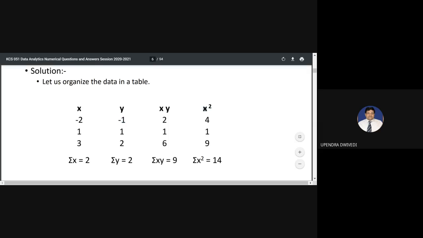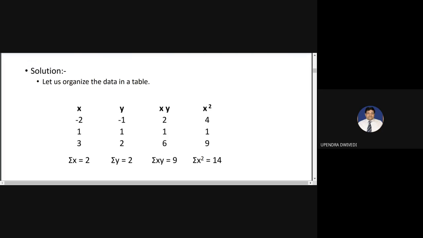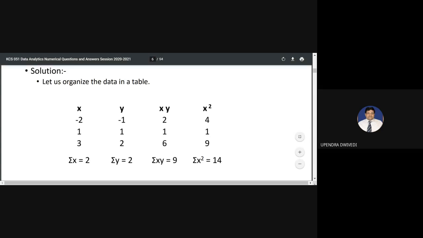Then we'll calculate the value of x square. Minus 2 square is equal to 4, 1 square is equal to 1, 3 square is equal to 9. Next, we'll take the sum of all these values. Summation of x is equal to 2, summation of y is equal to 2, summation of x multiplied by y is equal to 9, and summation of x square is equal to 14.